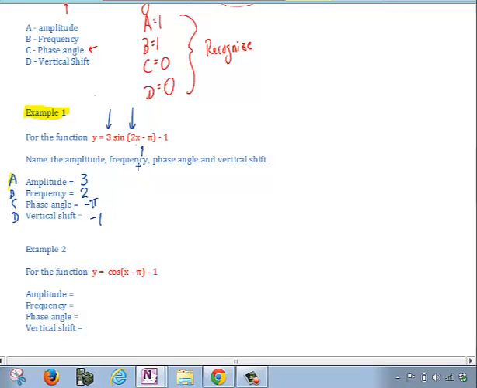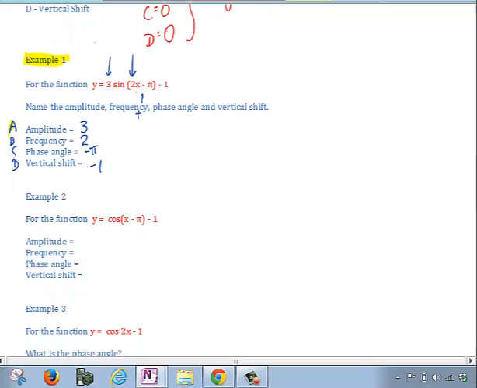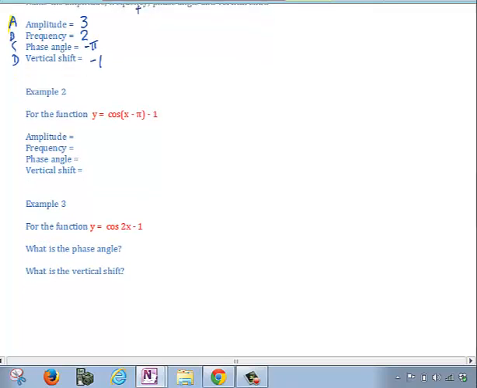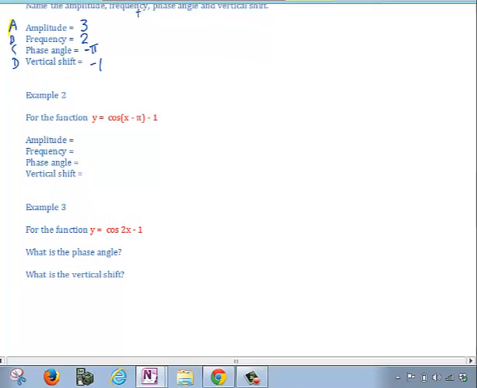So what does this all mean? We're going to work on that together in class tomorrow. I need you to be able to recognize what these coefficients are before we start graphing them tomorrow. Example 2. Now you see it looks a little bit different. I'm going to pause the video and I want you to try to figure out these values and fill them in. And then when I unpause it, we're going to compare answers. So I'm going to pause the video. You give it a try.